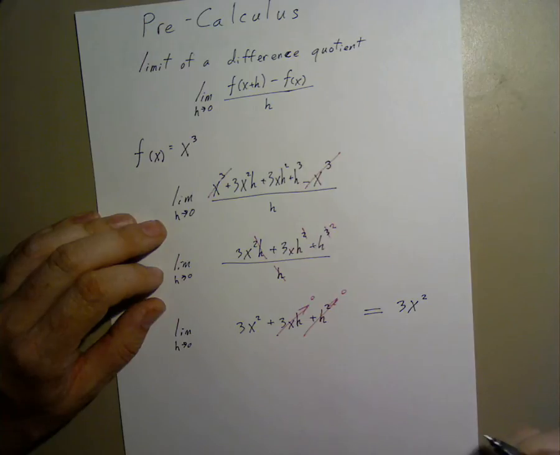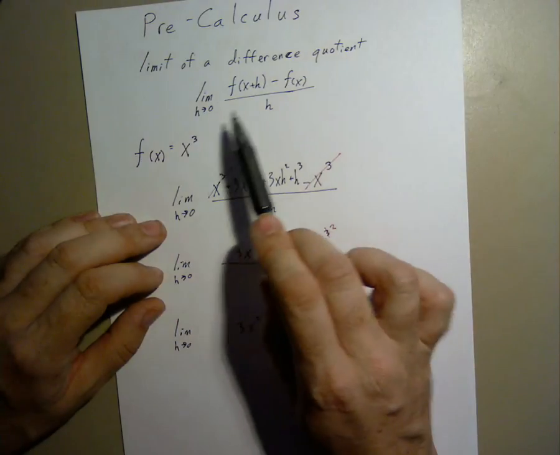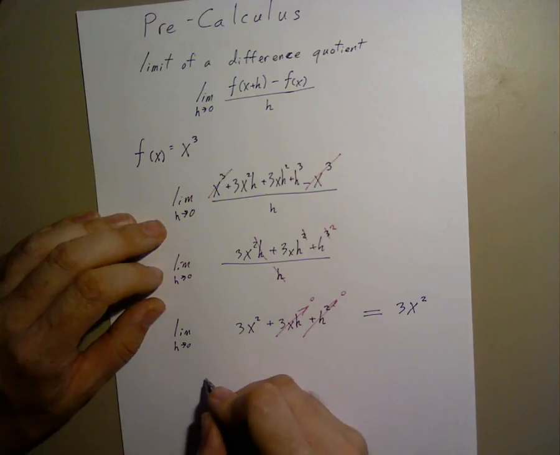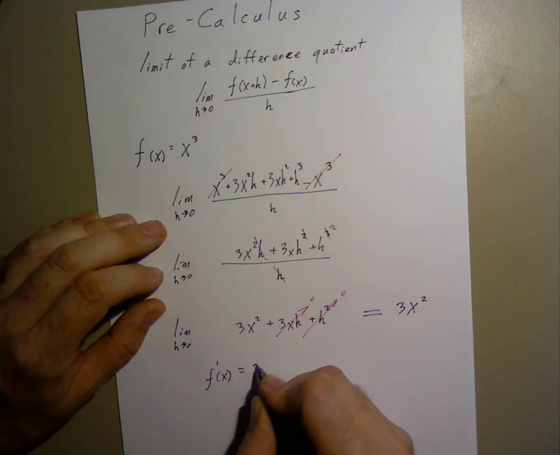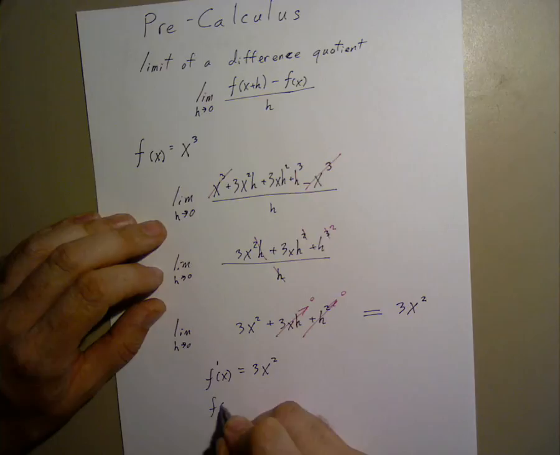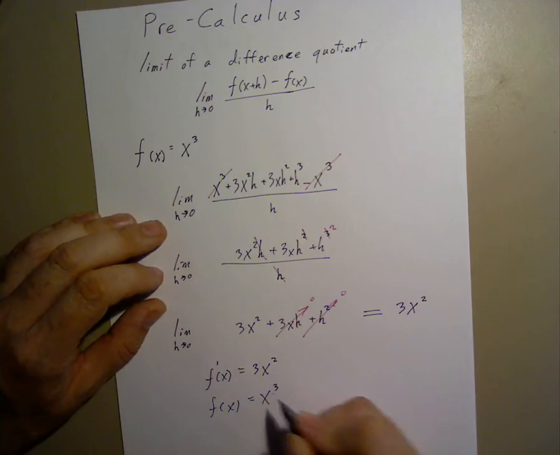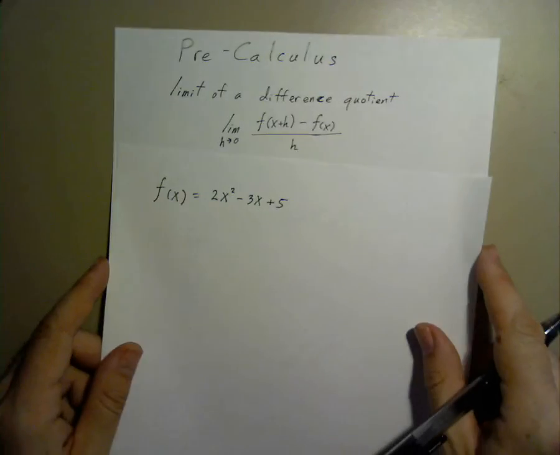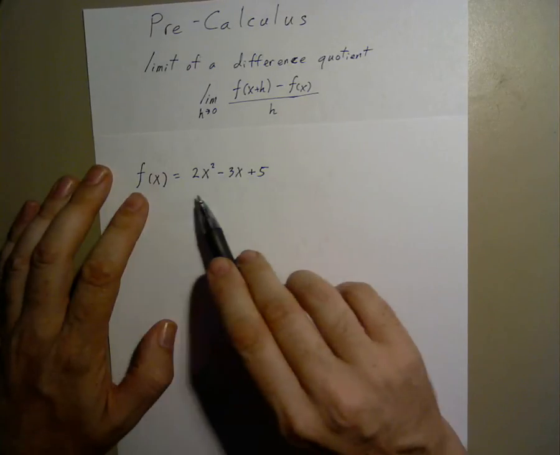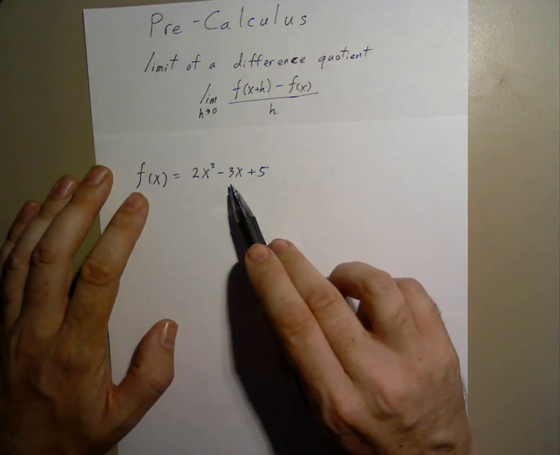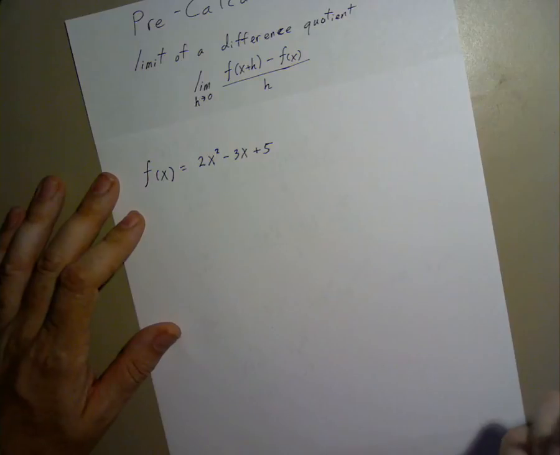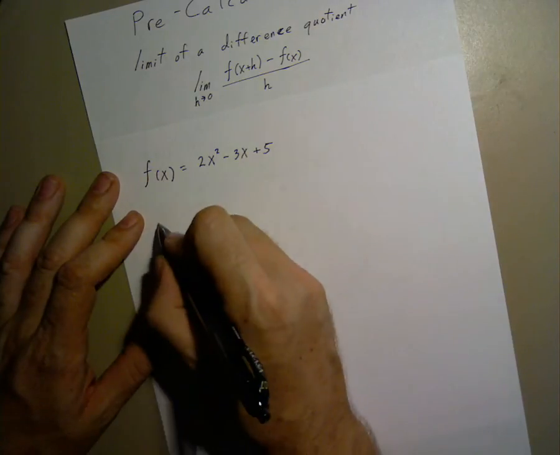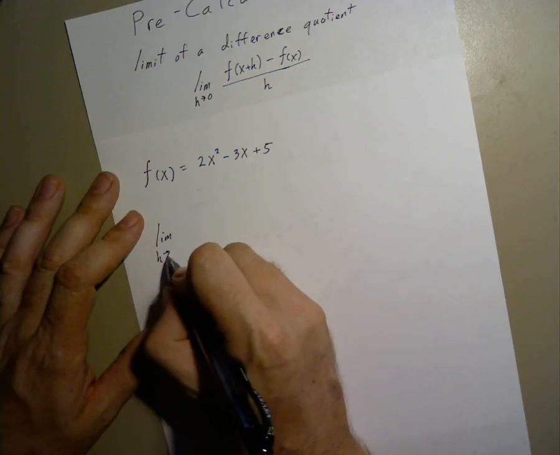In other words, because the limit of a difference quotient is called the derivative, we say that the derivative of f is 3x squared, where, of course, f was x cubed. For a longer example, we're going to do f of x equals 2x squared minus 3x plus 5. Our first step is that we write out the difference quotient with the limit as h goes to 0.